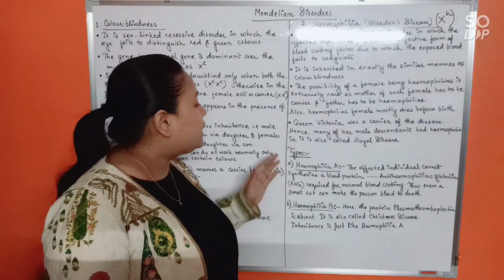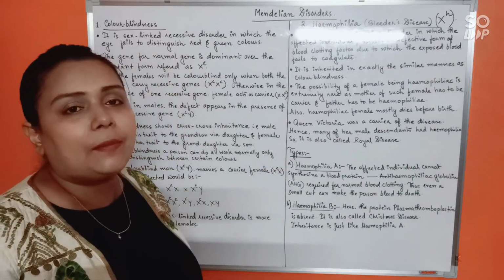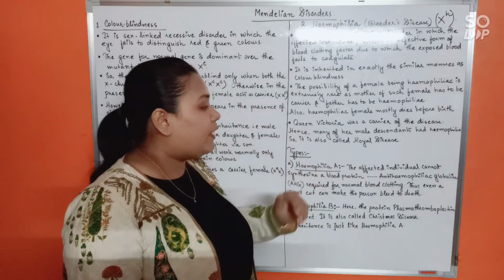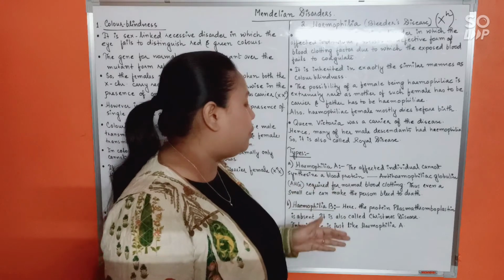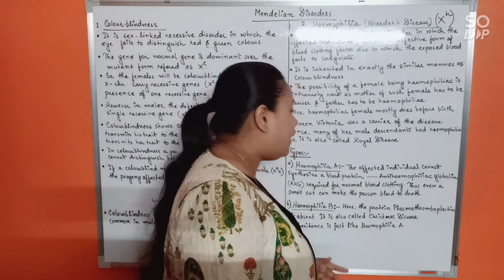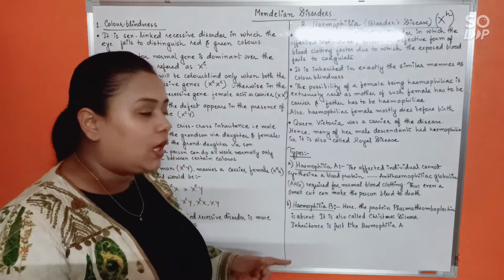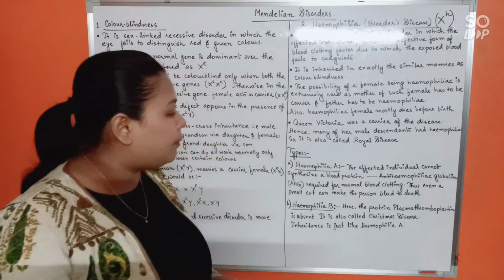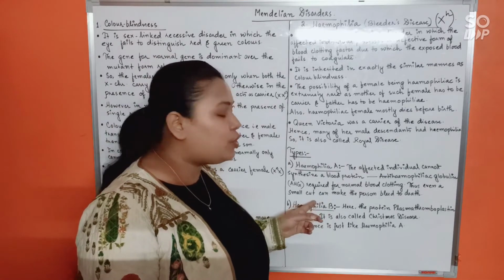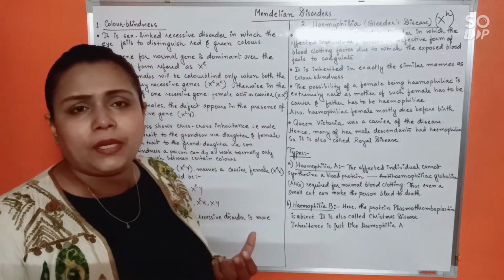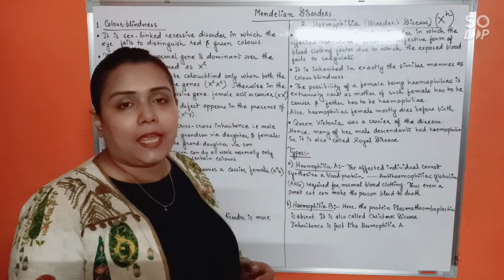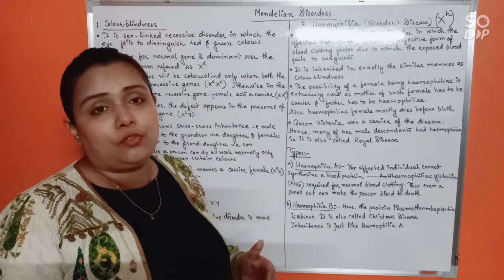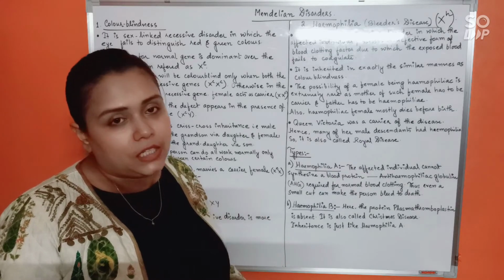Alright, now types of hemophilia. Hemophilia can be of two types. One is hemophilia A. Here, the affected individual cannot synthesize a blood protein called anti-hemophiliac globulin, AHG, required for normal blood clotting. Thus, even a small cut can make the person bleed to death. This is the more severe form, or more commonly found in nature. Hemophilia A is that particular type of hemophilia where AHG would be missing in the body of the affected individual, leading to hemophilia.